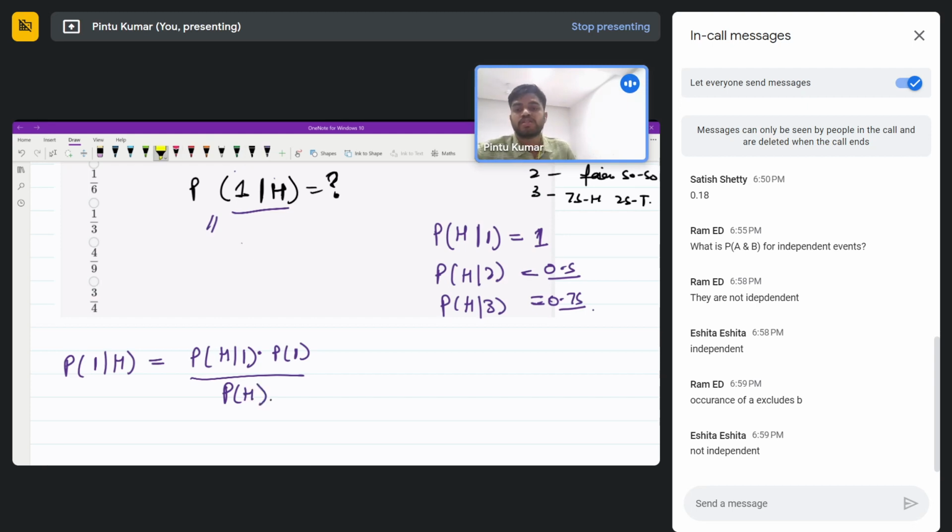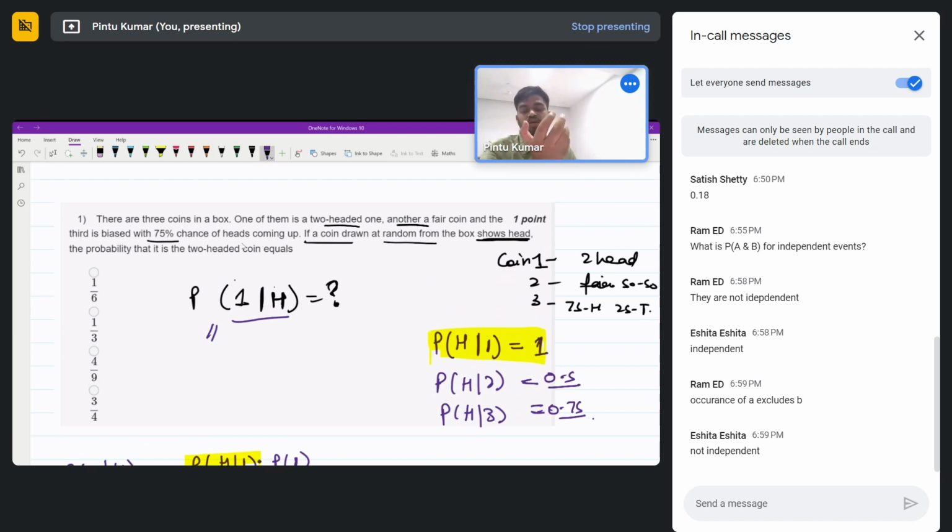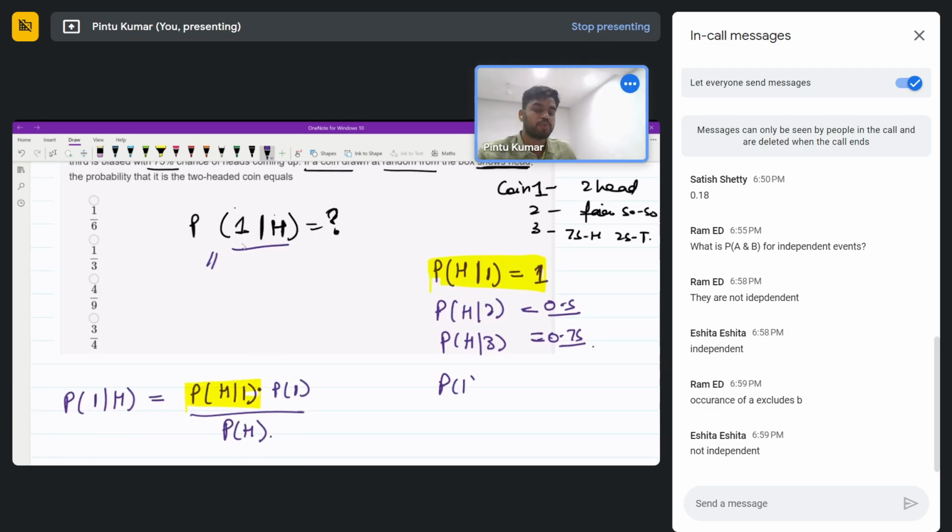So now if you look at these terms, the first one is something that we know. This is the information that was already available with us. If you carefully look at the second term, what it is saying is that you had three coins in the box and you picked up one coin randomly. So what is the probability of getting either coin 1 or coin 2 or coin 3? It is 1 by 3 for all three of them, right? So probability of 1 is probability of 2 is probability of 3, which is 1 by 3. There is an equal probability of getting all these three coins. So the second term is also sorted. The only thing that you need to calculate is probability of H.